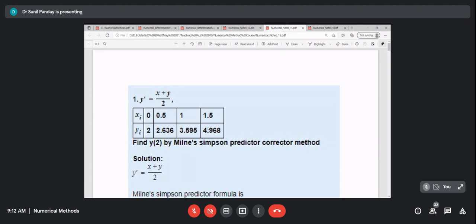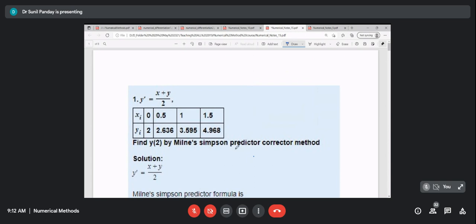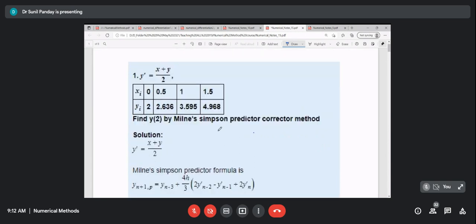And so we were discussing this predictor-corrector method in earlier lectures, how it works. Today we take some examples, like the ones we know: one is the Adams-Bashforth predictor-corrector method, and the Milne-Simpson predictor-corrector method. So what we will do in this question.